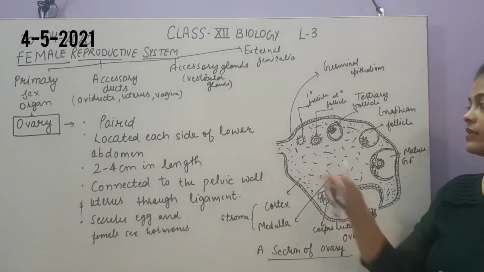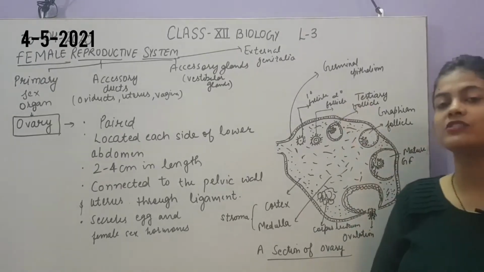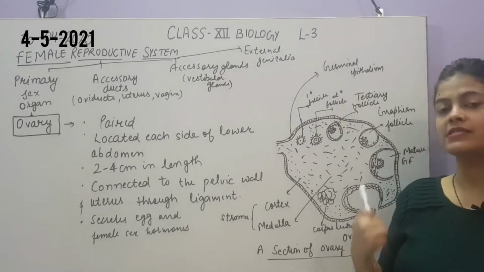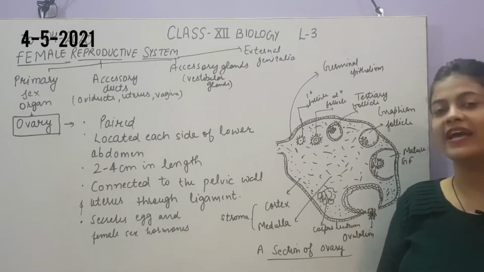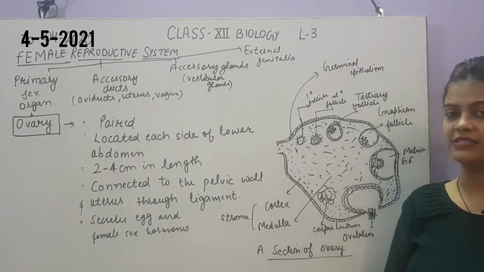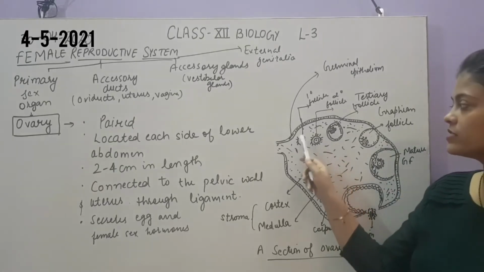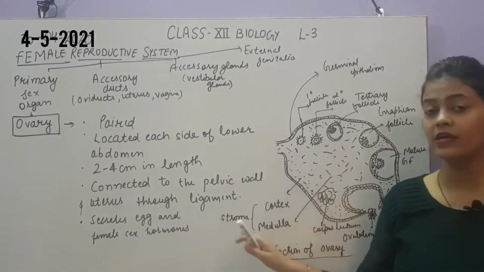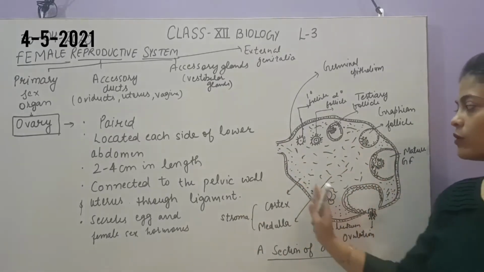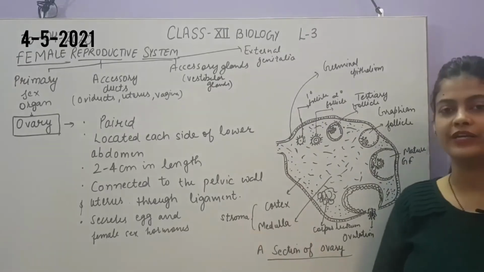So is it clear? The outer lining is called germinal epithelium. Why is it called germinal epithelium? Because the cells of this epithelium will act as the myocytes, which will undergo meiotic division to form the egg cells. Now can you see this circle? And one more thing, the inner part of the ovary, which is enclosed by germinal epithelium, is called ovarian stroma.